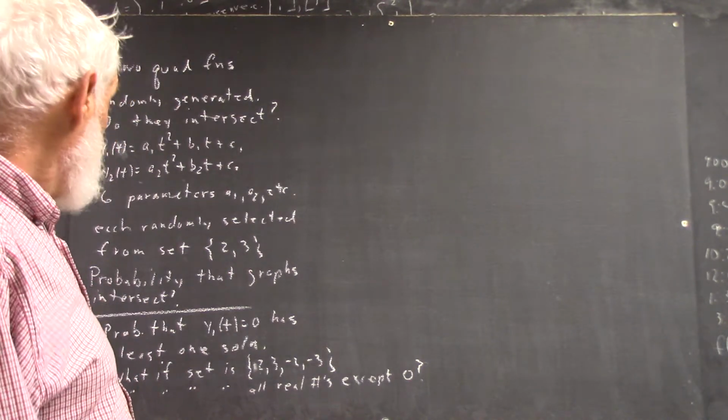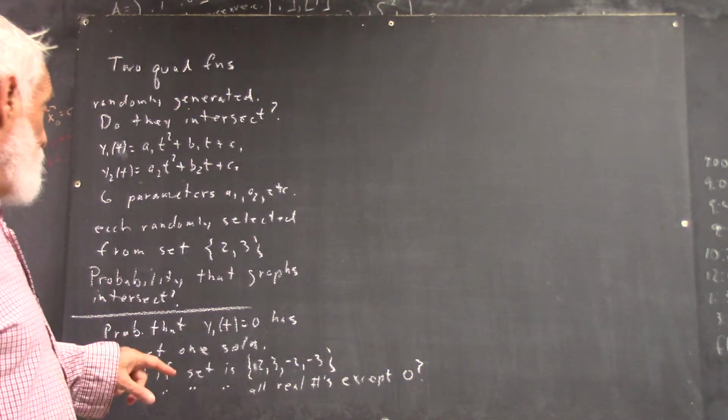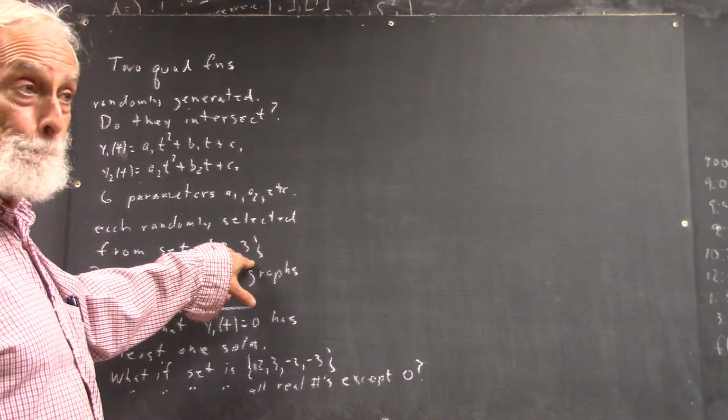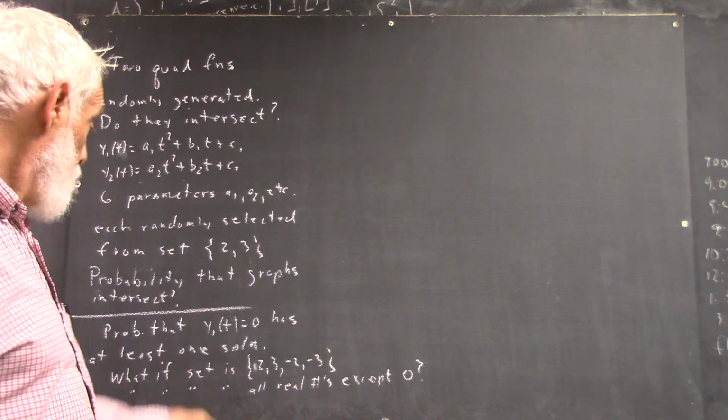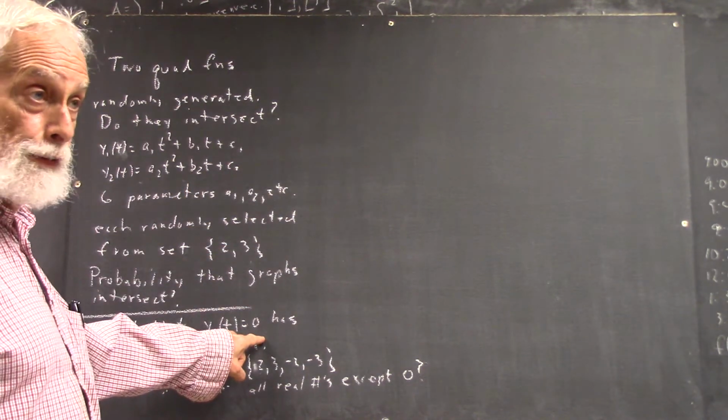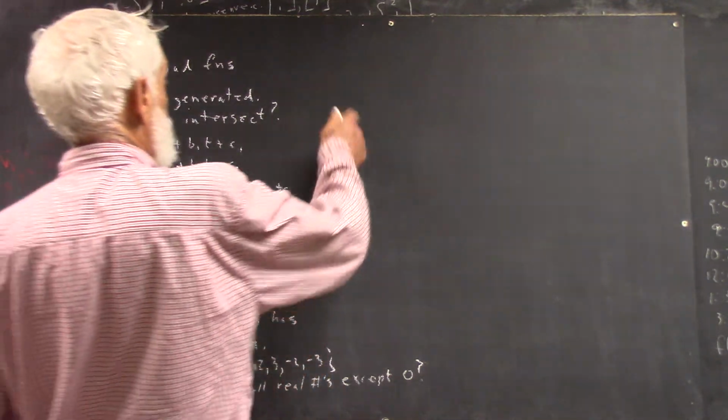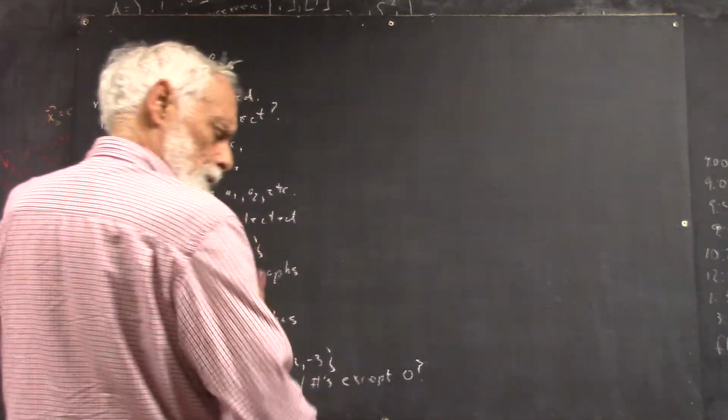So the question is, if we choose from this, how do you determine if a quadratic function has a 0? Well, it's very simple. I'm going to just show them.